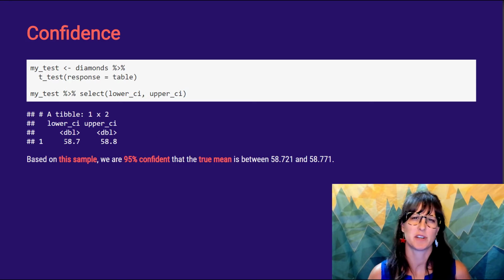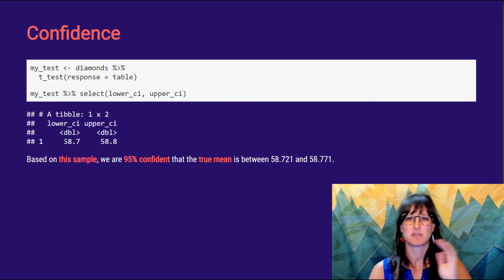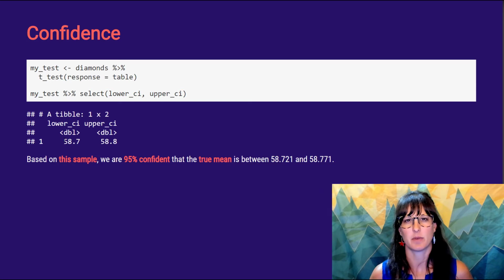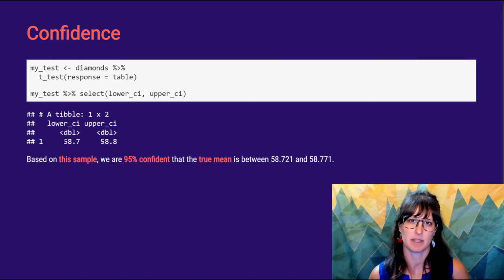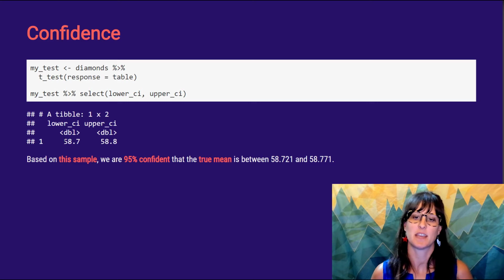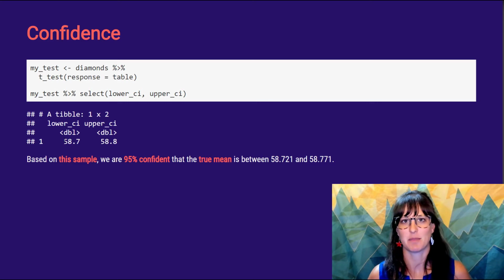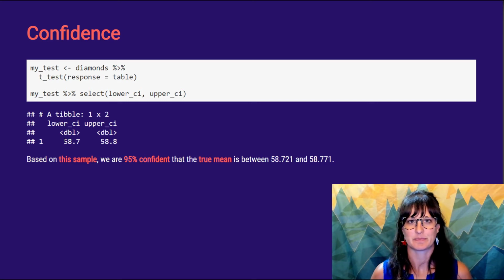If I showed you a few more decimal places, it nuances it a bit further, but roughly speaking, we have this range of kind of 0.1 that we think captures probably the true mean of the population. And so what we would say, the phraseology is, based on this sample of about 14,000 diamonds, we've decided that we're 95% confident that the true mean is between 58.721 and 58.771.